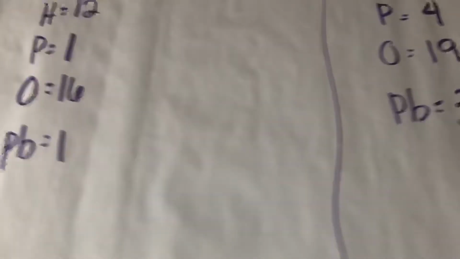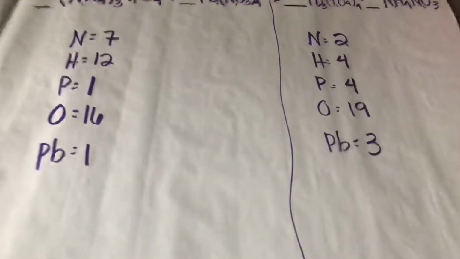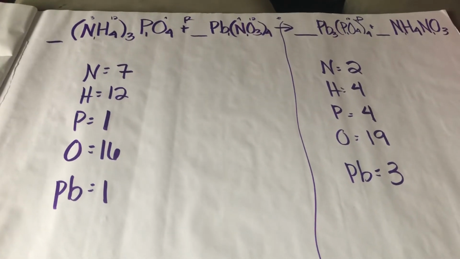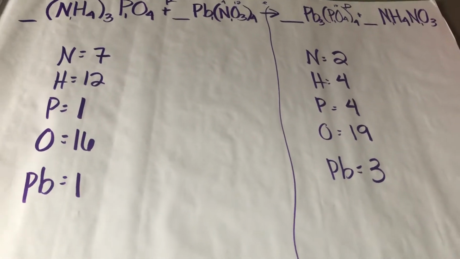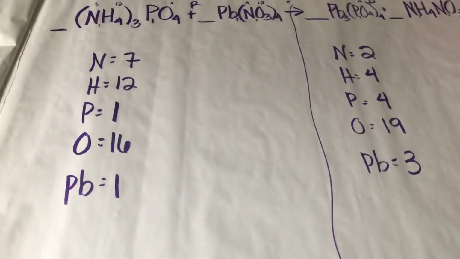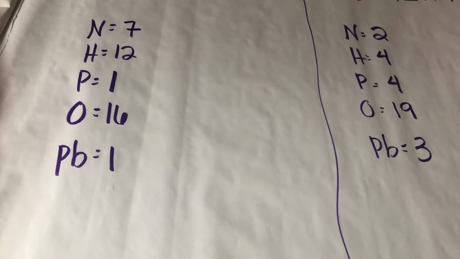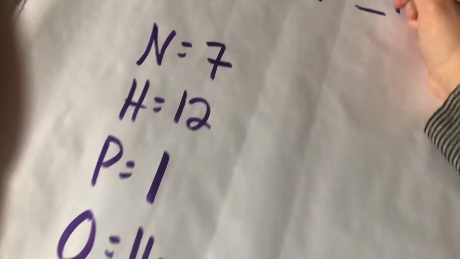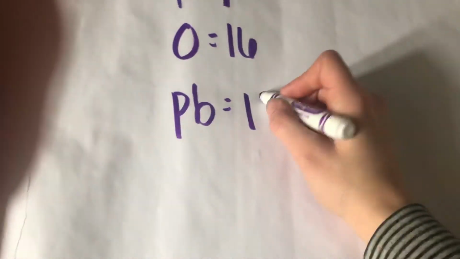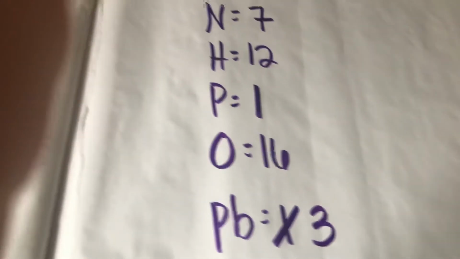All right, so if I look at my board, I get to pick which one I want to balance first. That took 5 minutes on its own, almost 6. Granted you probably don't have little feet in your way. So I can pick, I think I want to go with lead first. So I have 3 leads over here. I know I'm going to need 3 leads over here. So I'm going to put a 3 here.